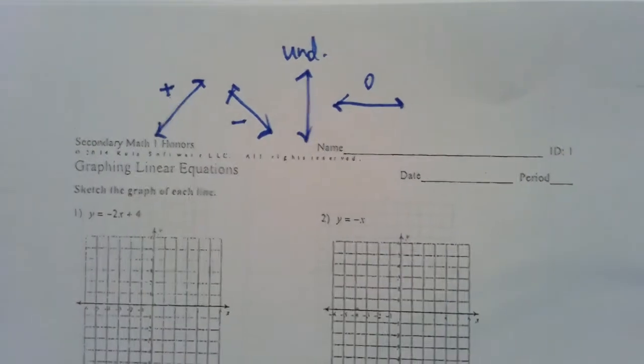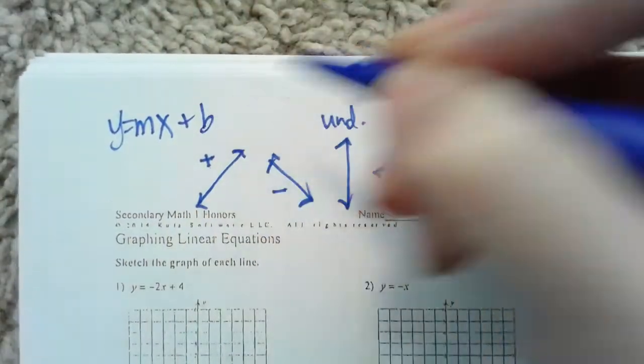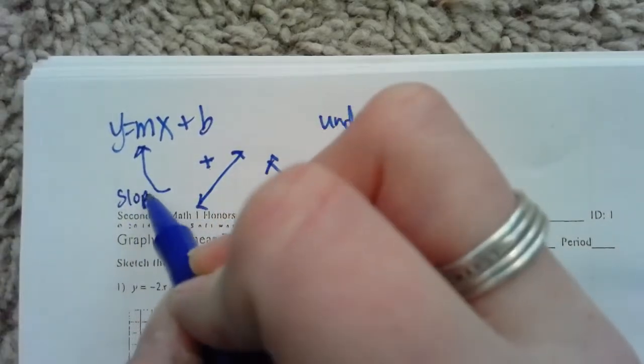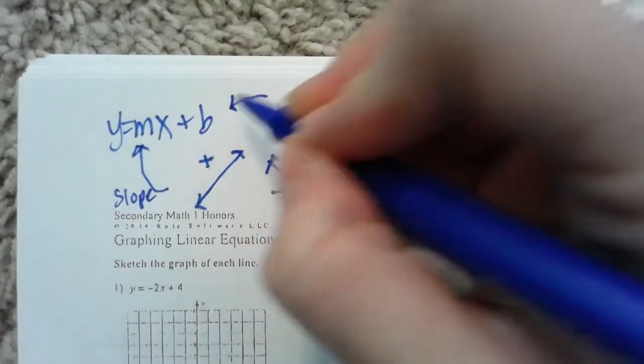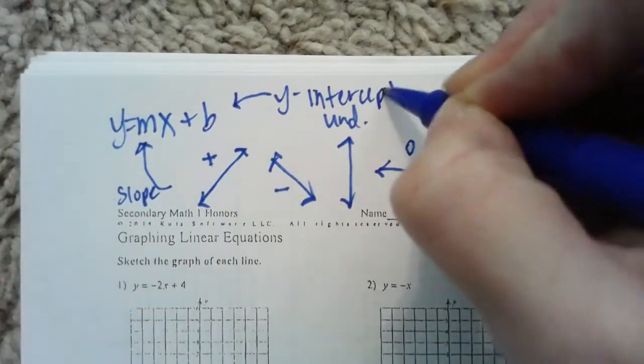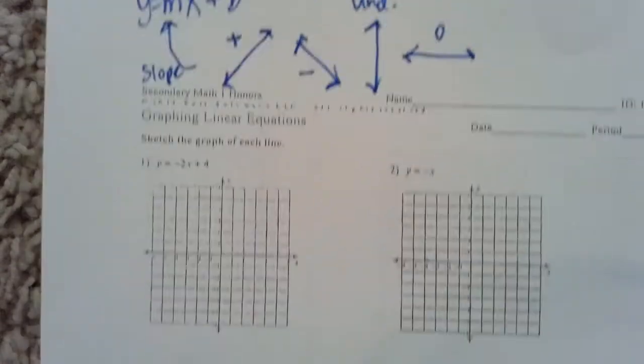Then you also need to know the slope-intercept formula. So that's y equals mx plus b. m is your slope, and b is your y-intercept. This is where your line crosses the y-axis. All right, so let's graph.